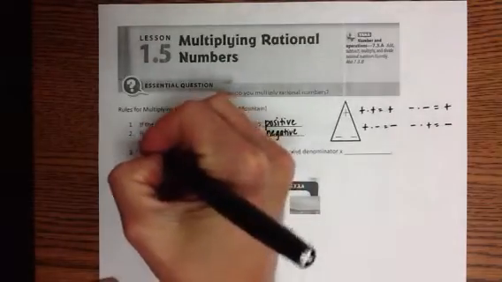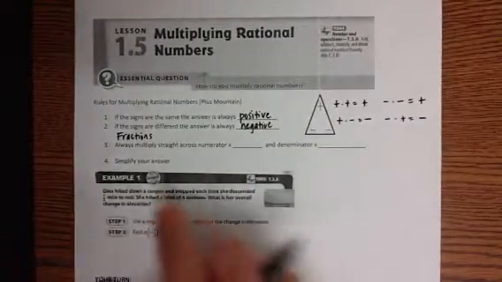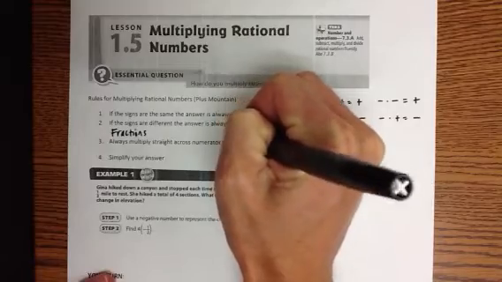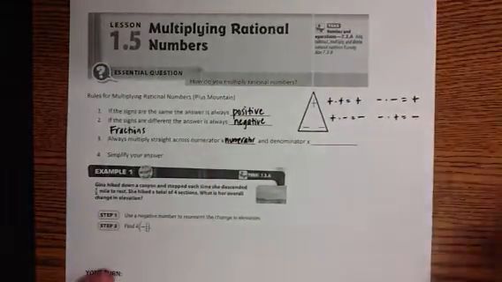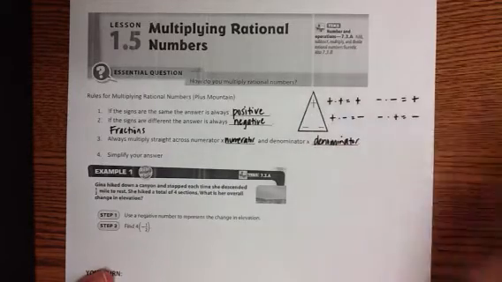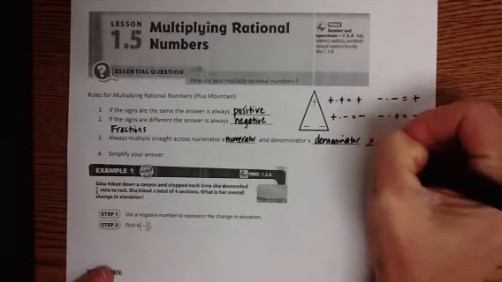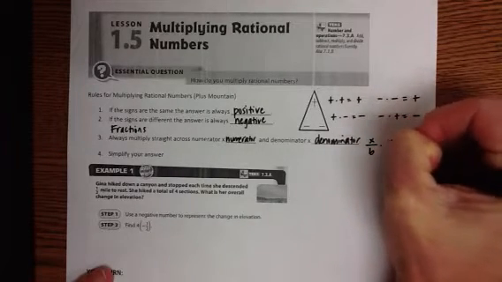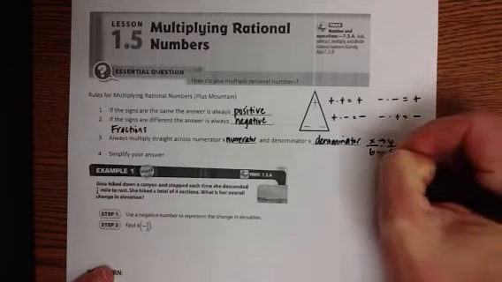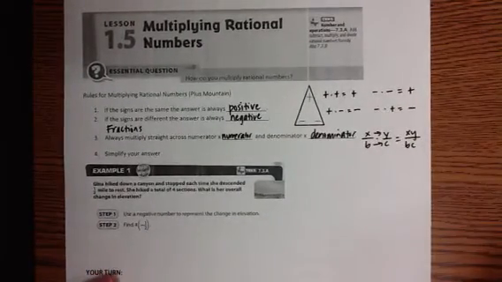Now when you're multiplying fractions, this applies to fractions, you always multiply straight across. Numerator times numerator, and denominator times denominator. So if you were to look at two fractions, let's say I have x over b times y over c. It would be xy over bc. You just multiply straight across and write your answer.